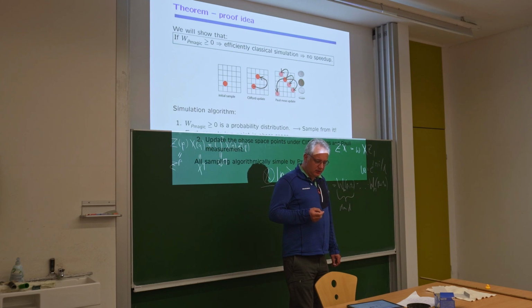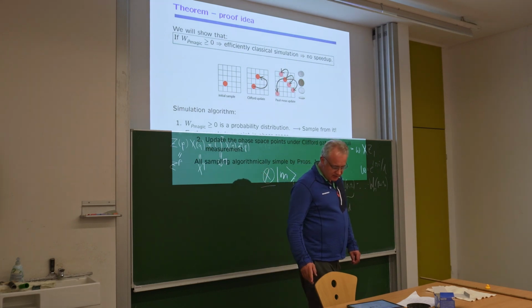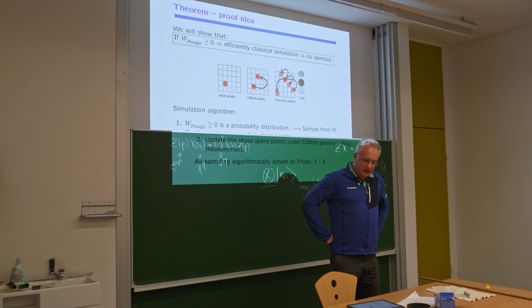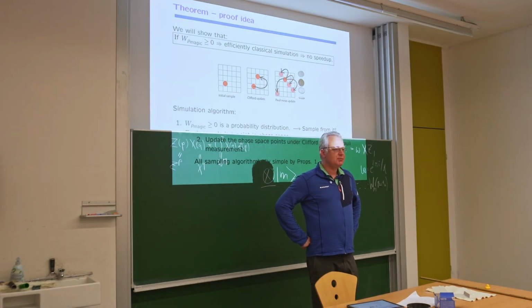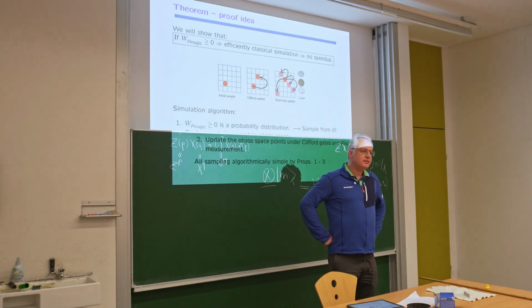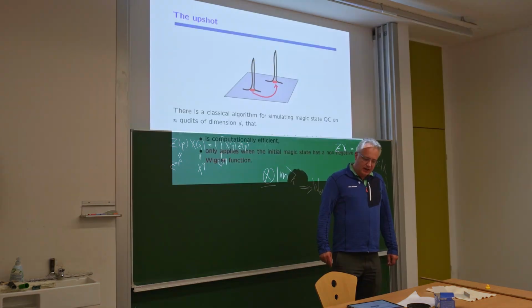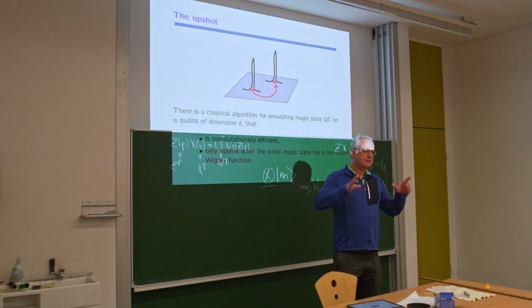So that is it. This is the broad outline of this theorem that negativity in the Wigner function is a precondition for speedup. And that's the end of the class today. What we will do tomorrow is fit in the details of the proof.